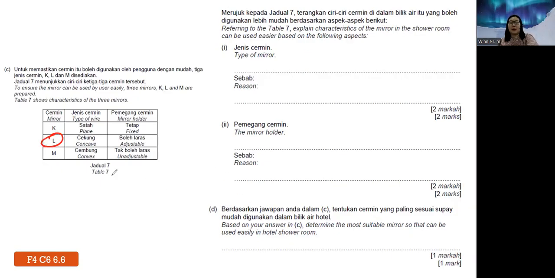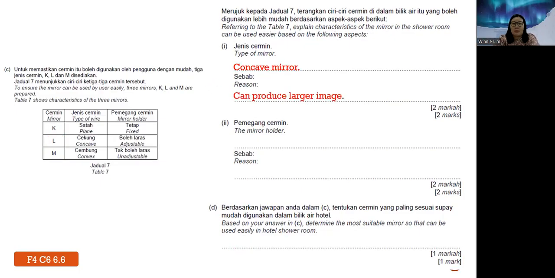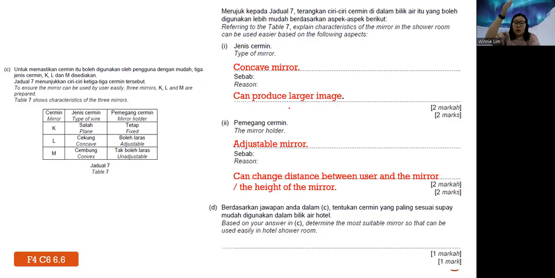So actually, again, it is similar to the essay question for Section B. For this one, for your choice, you actually get 3 marks. If you say you choose L, then the type of mirror concave, and then you say adjustable, but without giving reasons, you think, well, why? You say concave, so your image can be magnified or produce a larger image, same meaning. Then adjustable, so you can change the distance between the user and the mirror and the height of the mirror. For example, if you want it higher or lower, you can easily adjust. Then lastly, you say mirror L.